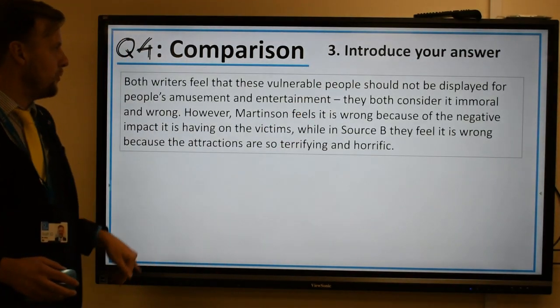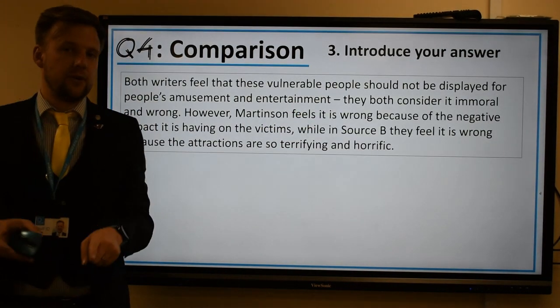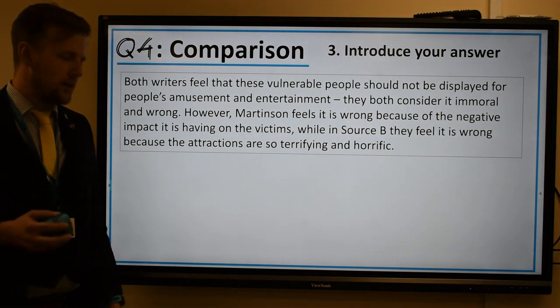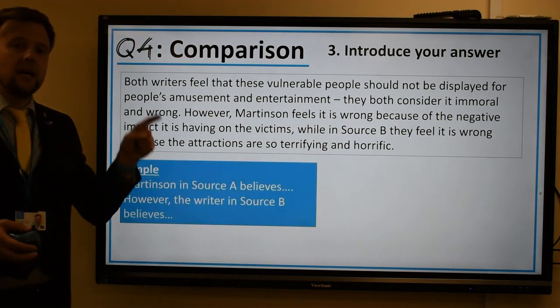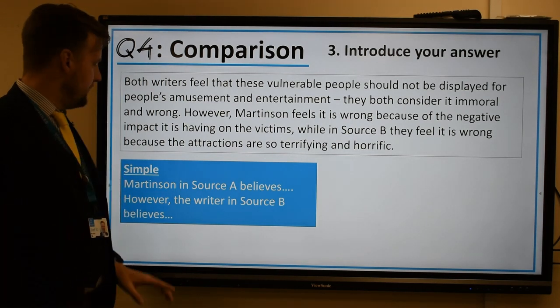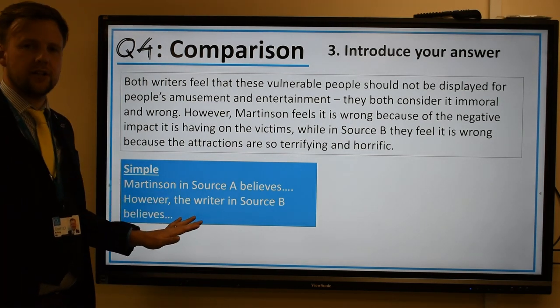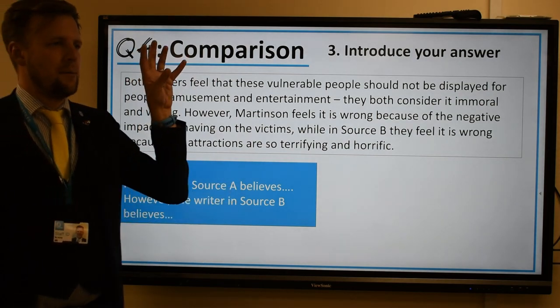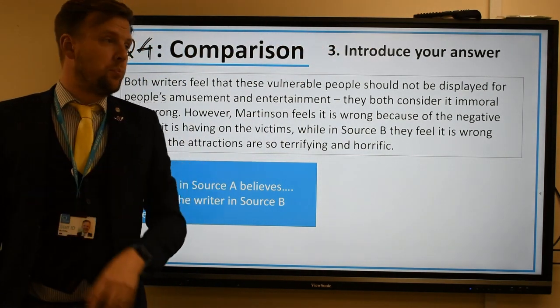Introduce your answer. If you want to be fancy and say both writers feel this, however they're different because of this, you can do. But you can also be as simple as the writer in source A thinks this, the writer in source B thinks this. Okay? That is absolutely fine as well. It gets you on the dance floor, establishing the viewpoint for A and the viewpoint for B.